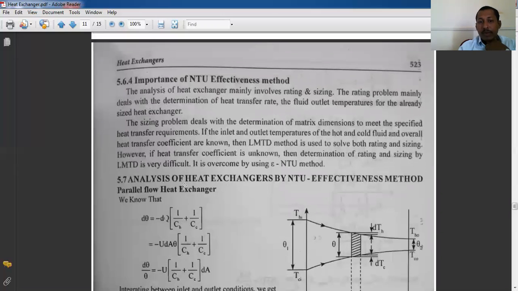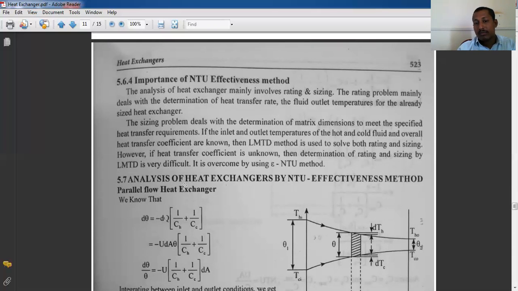So before that, the importance of the NTU effectiveness method. What is the importance? In the exam, he may ask you to give the definition of NTU, or what do you mean by NTU, and what is the importance of NTU. So in the analysis of heat exchangers, it mainly involves rating and sizing. The rating problem mainly deals with the determination of heat transfer and the fluid outlet temperature for an already sized heat exchanger. This is for rating of the heat exchanger.